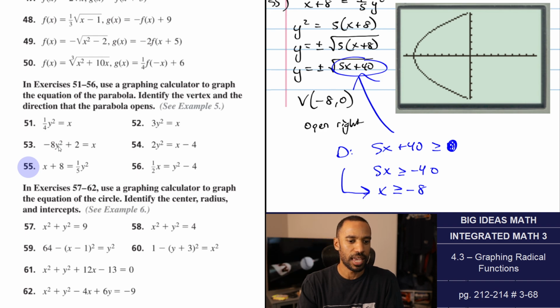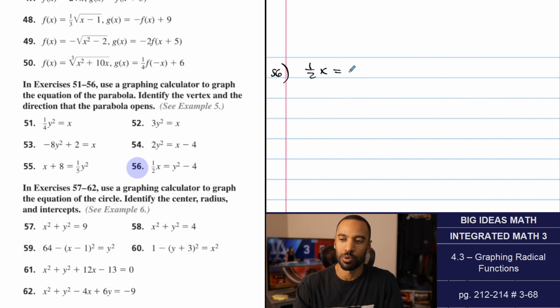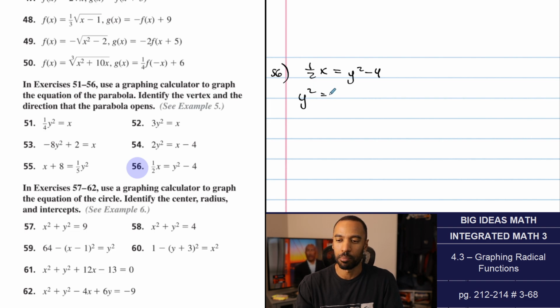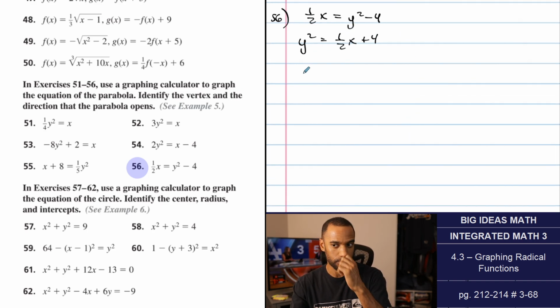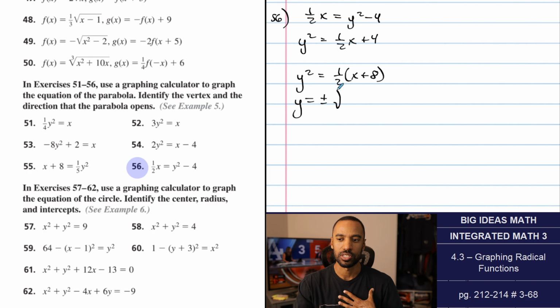All right, and number 56, 1/2 x equals y squared minus 4. Once more, I'm going to add 4 to both sides. Now, before I take the square root, this is one of those instances where if I wanted to predict what the answer would be beforehand, guys, I would factor a 1/2 out of this. 1/2, and then this would be x plus 8. Remember, 1/2 times 8 is 4. So if I factor it out like that, that would help me in my own sense of understanding what this graph would look like.